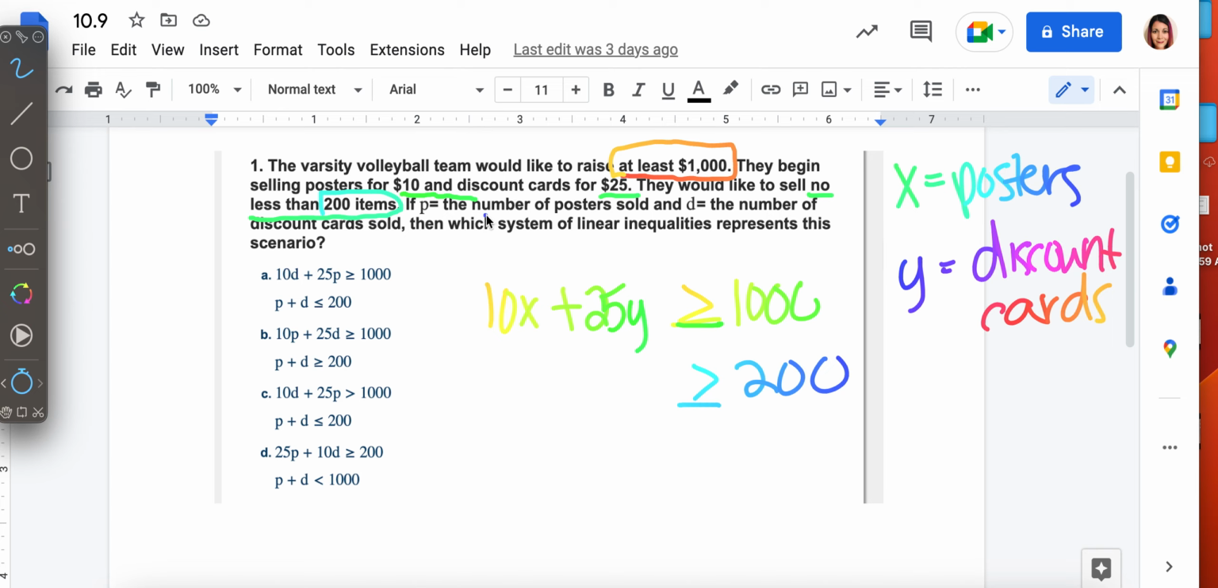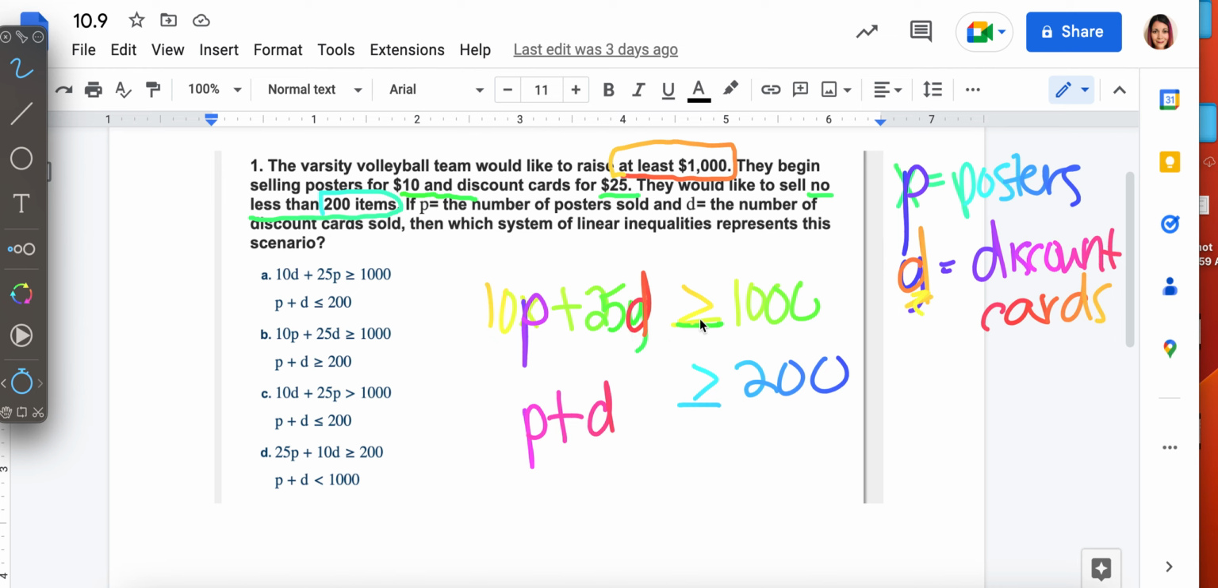If P is the number of posters, whoops, I didn't say that. So we'll change that to a P. P is the number of posters sold, and no less than 200 items. So our posters plus our discount cards, the number we sell, has to be greater than or equal to 200. So that's our next one. And then we'll do a D here. It doesn't matter what variables you use, but you always want to do what the problem says.